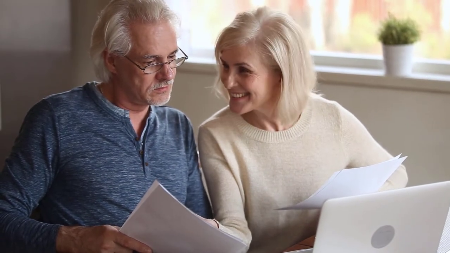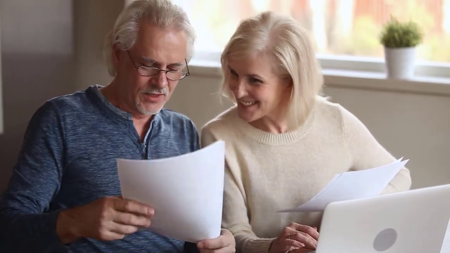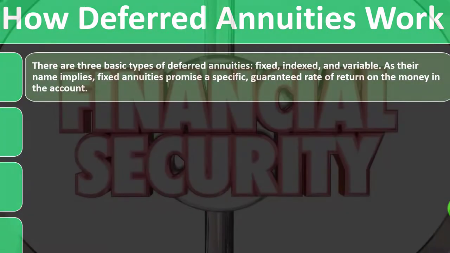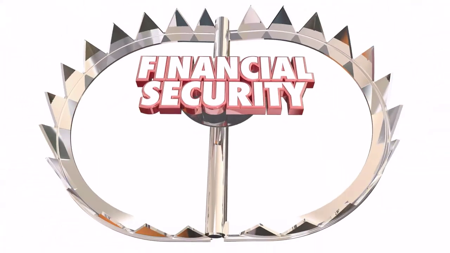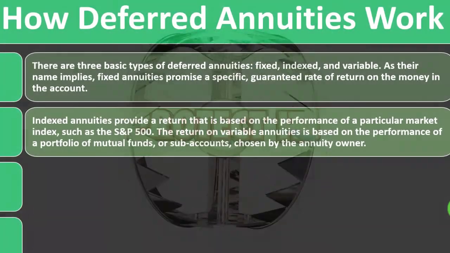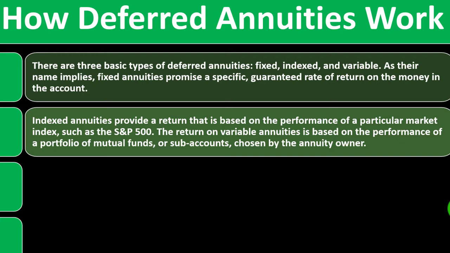And if you're thinking of it as a way to hedge or safeguard against other retirement tools that are subject to market fluctuation, then that could be a way to go to give some more balance and security. Indexed annuities provide a return that is based on the performance of a particular market index, such as the S&P 500.